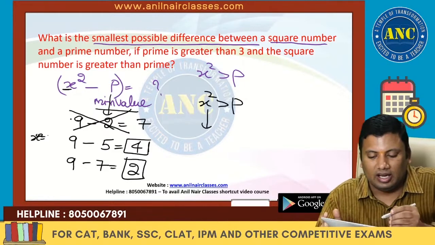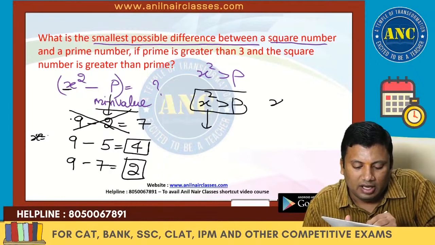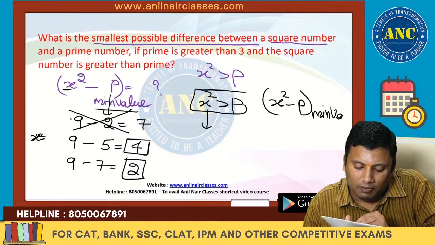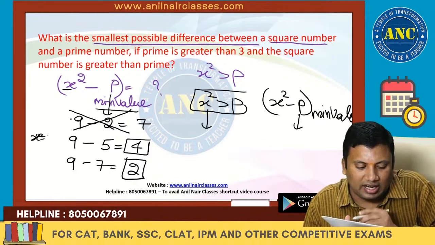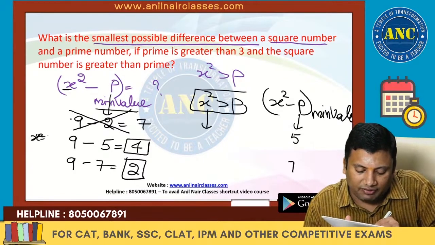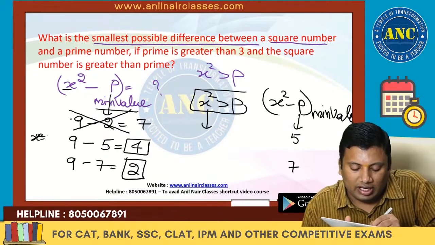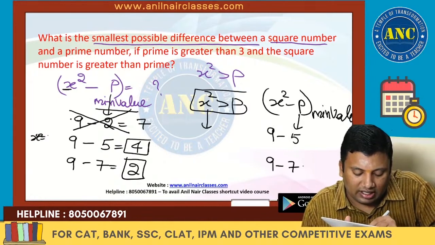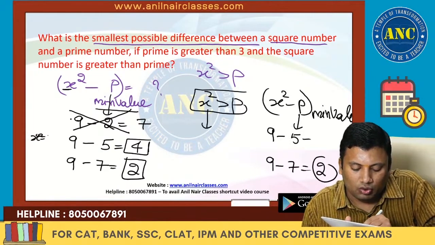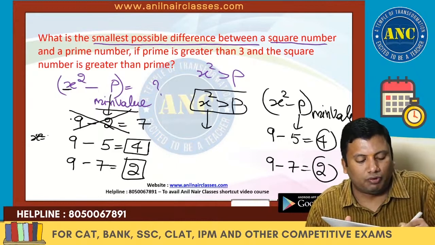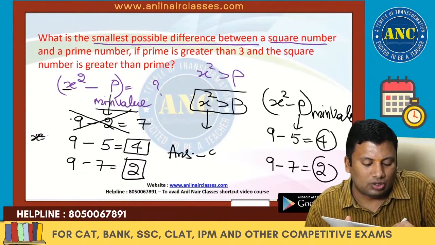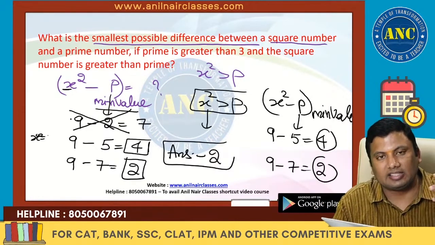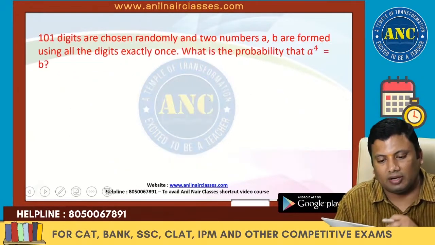I hope it is clear. X square is greater than p, and x square minus p should be the minimum value. Prime number greater than 3 is 5 and 7. What is the square just greater than 5? 9. Square just greater than 7 is 9, and 9 minus 7 is 2. 2 is smaller compared to 4. So the answer for this question is nothing but 2. I hope the idea is clear.